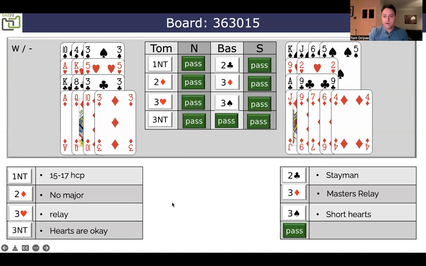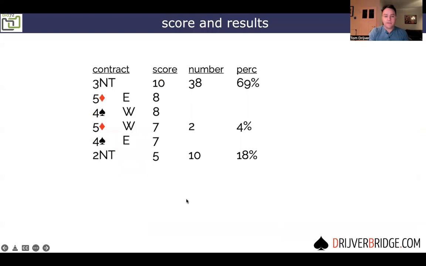So remember, a Masters relay to avoid accidents. Here you see, most got to the right contract.